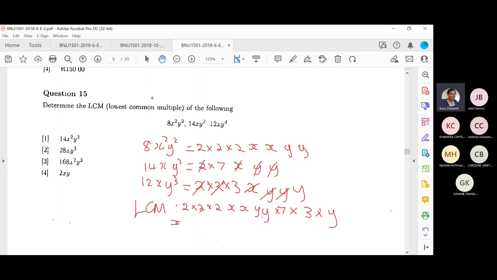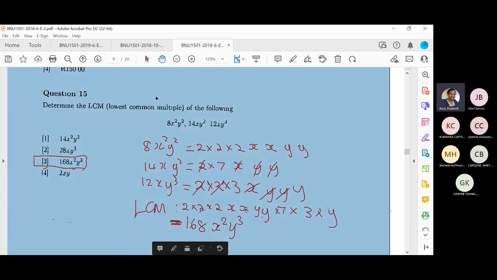So now we solve the numbers first. 2 times 2 times 2 is 8, times 7, times 3, equals 168. And I don't even have to go and do the others in the exam. You can just go and circle the one that you have. And then let's do the x times x. We've got only those 2 x's, so that will be x squared. How many y's do we have? 1, 2, 3. That will be y cubed. And you can see that is the answer. So that is how you will answer the questions in the exam. And that concludes today's exam prep.